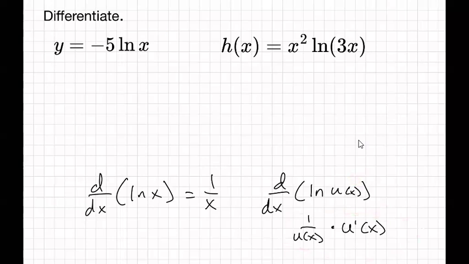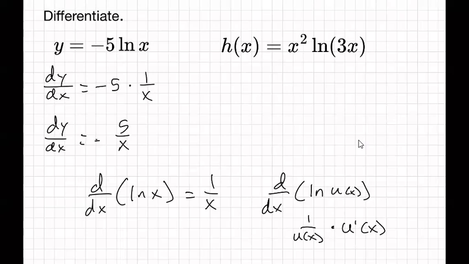Now, looking at this first function, we have a coefficient times natural log of x by itself. So we can just do a direct use of the derivative. So if we differentiate y with respect to x, this will give me -5 times what we just learned, 1 over x. So we could just write that as -5 over x. Any questions with the first one?